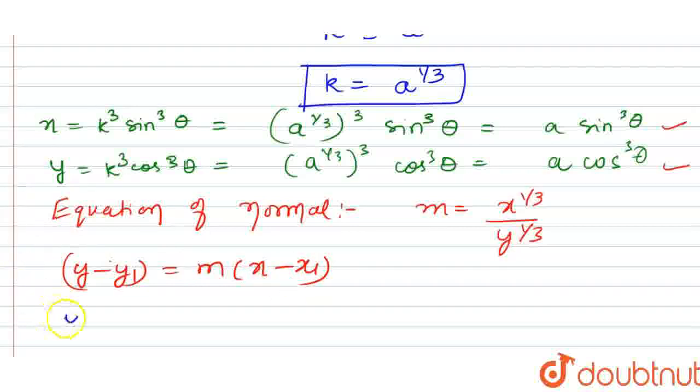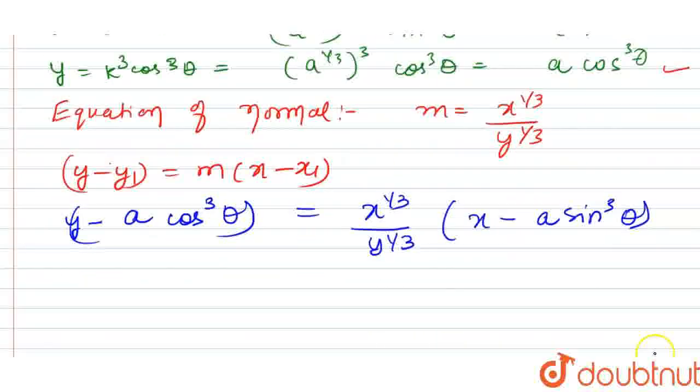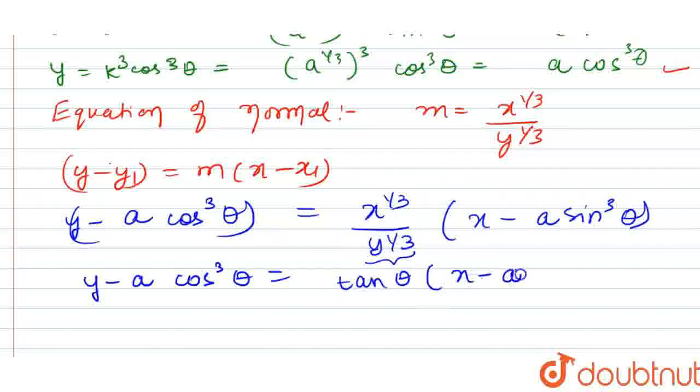And y1 is a cos cube theta, so we'll write y minus a cos cube theta is equal to m, which is x to the power 1 by 3 upon y to the power 1 by 3, right? And x minus x1, so x is x and x1 is a sine cube theta, so we'll write x minus a sine cube theta, right? Now, x to the power 1 by 3 upon y to the power 1 by 3 is our slope. That can be written as tan theta, right? So we'll write here tan theta into x minus a sine cube theta, right?